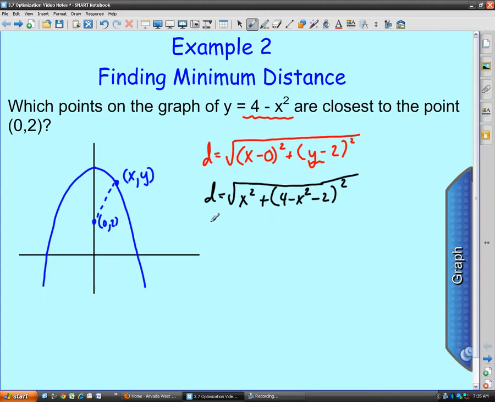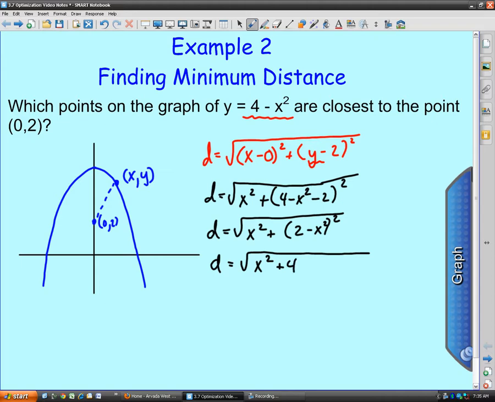I'm going to try to get things combined together to make my life a little bit better. I've got x squared plus (2 minus x squared) squared. Then I have to multiply this part out. When I multiply that part out, I've got x squared, and then 4 minus 4x squared plus x to the 4th. Combining some like terms and getting this into one nice neat distance formula, I have x to the 4th minus 3x squared plus 4.